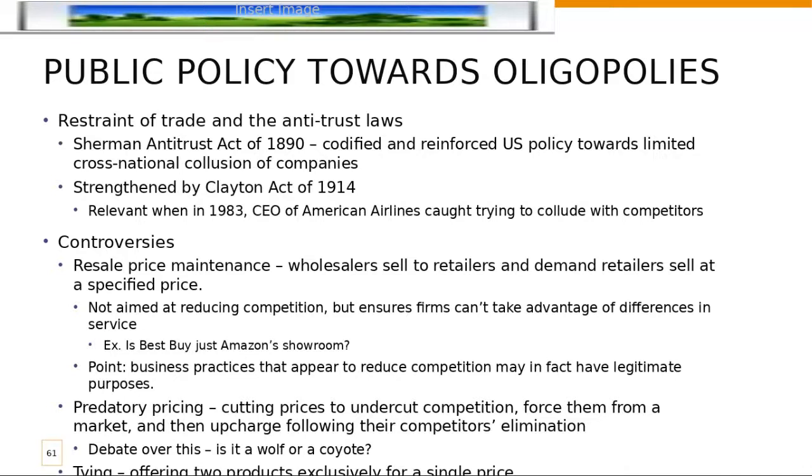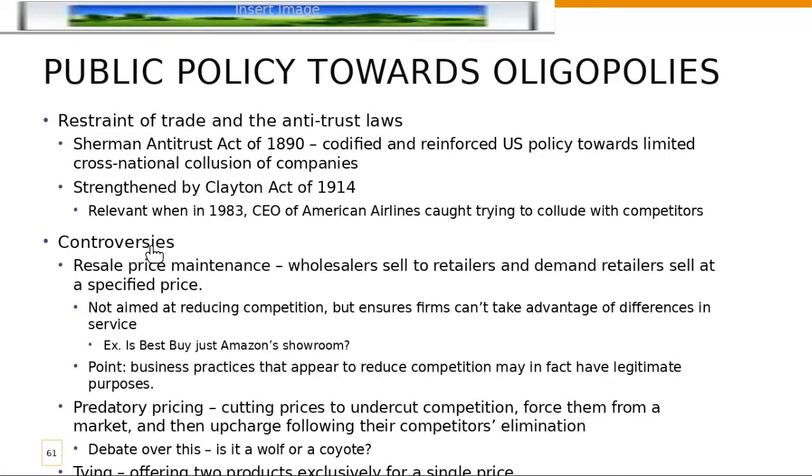Now, there are some controversies. What is resale price maintenance? That is where wholesalers sell to retailers and demand retailers sell at a specified price. Is this collusion? A firm is asking all the retail sellers to follow the same price. It's not aimed at reducing competition, but rather ensures firms can't take advantage of differences in services. An example here is Best Buy and Amazon's showroom. The point here is that business practices that appear anticompetitive may in fact have legitimate purposes.